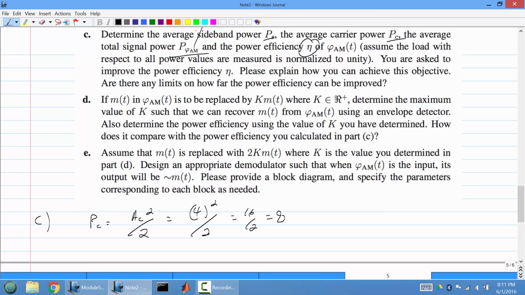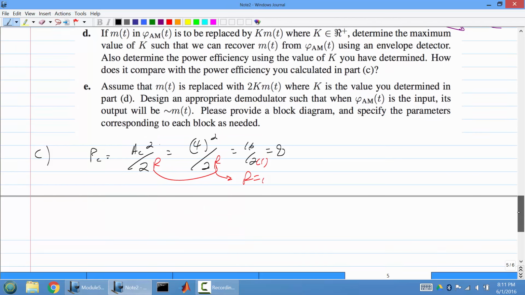Also, I'd like to point out that its power values are normalized to unity. What this means is that the load is simply 1 ohm. In general, if you did not have a unit resistor, then you would have to apply an additional R here. But in this case, this is just equal to 1, so it's superfluous here, but that's what you do. So that would be the power of the carrier.